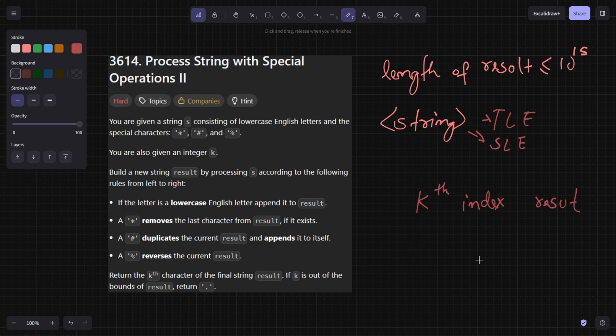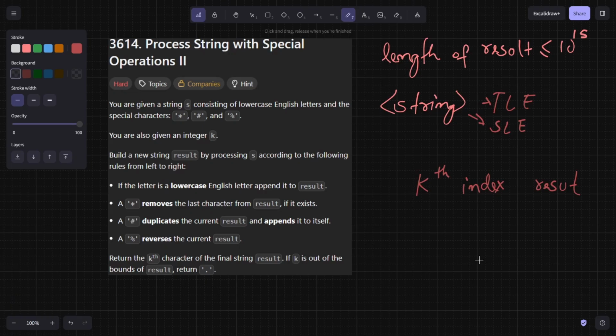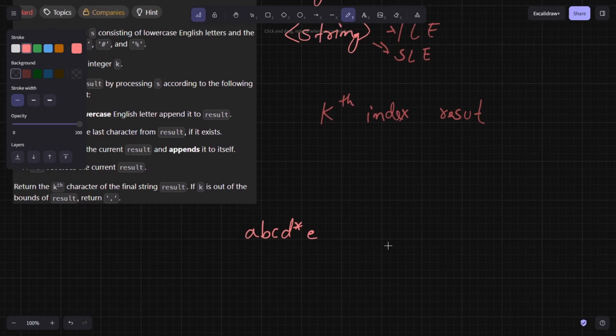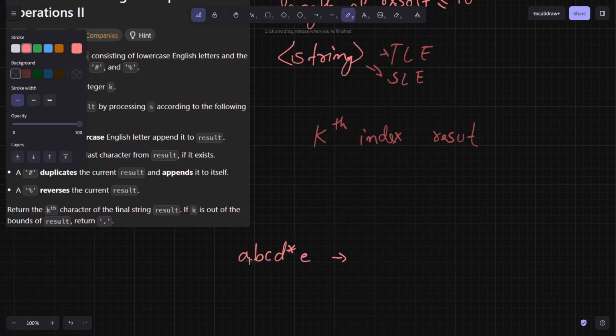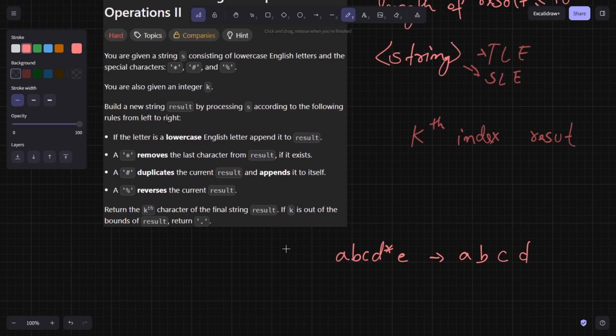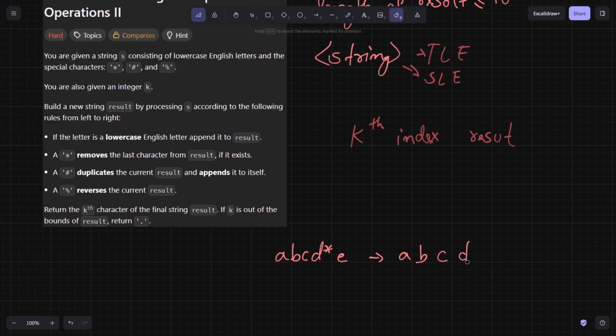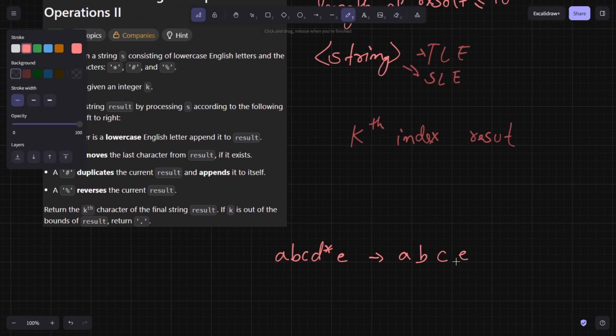So how are we going to do it? For example, let's first consider a b c d asterisk e. What will be the result of it? a is going to be a, b is b, c is c, d is d, and for the asterisk, we remove the last character, and then E is added. That's how the result got transformed.